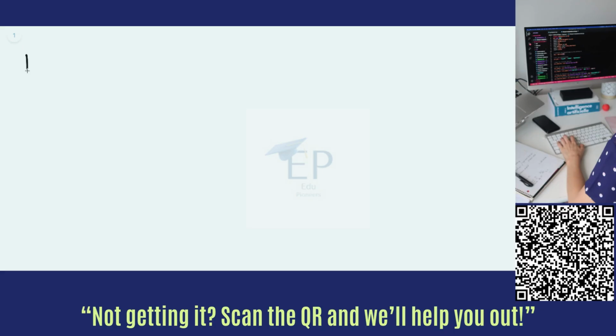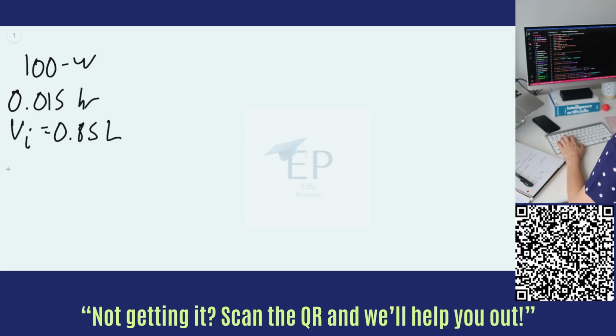So this problem tells us we have a 100-watt light bulb that is turned on for 0.15 hours with an initial volume of 0.85 liters and a final volume of 5.88 liters, and with a P external of 1.0 atmospheres. And we want to find the work and the heat of this light bulb and use that to find the delta E, or the change in internal energy.